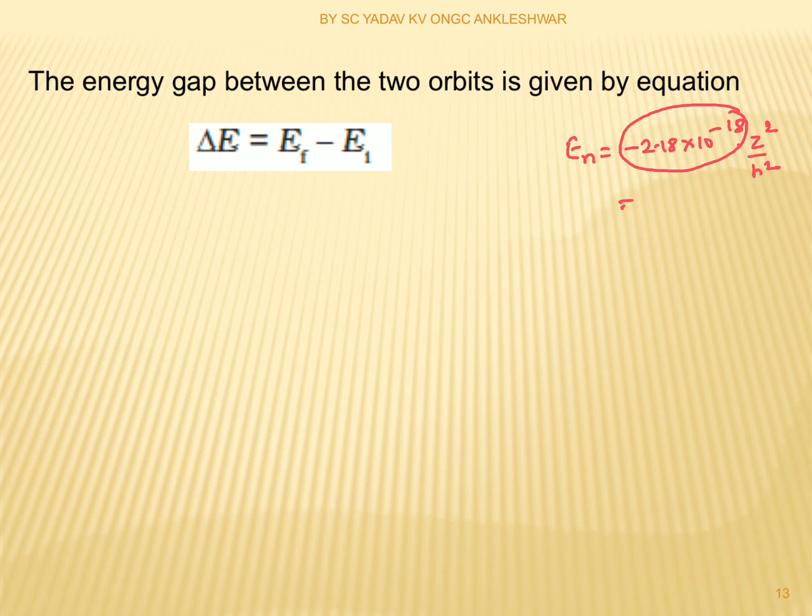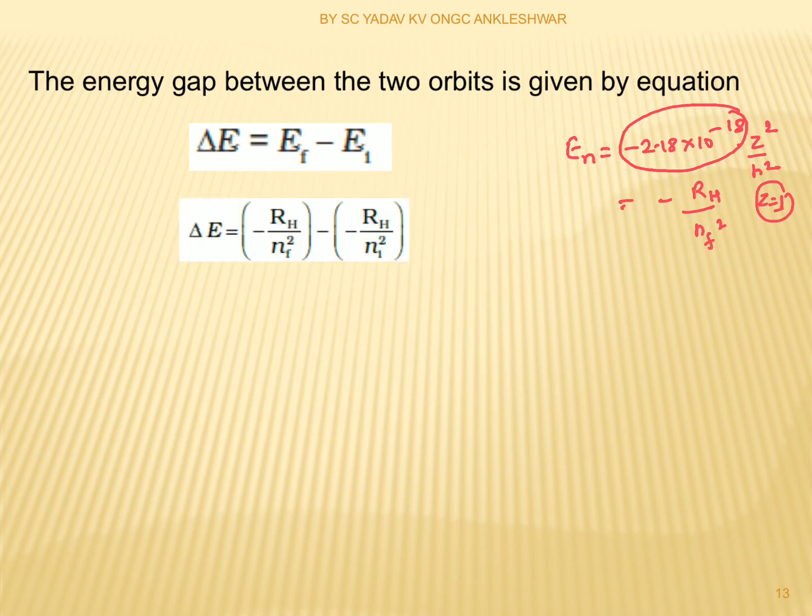We have talked that 2.18 into 10 to the power minus 18 is the Rydberg constant. So you can write the formula En is equal to minus RH by n square. If we talk about the hydrogen atom, then Z is equal to 1. Now you can write delta E is equal to, for EF, minus RH by NF square, minus RH by NI square.